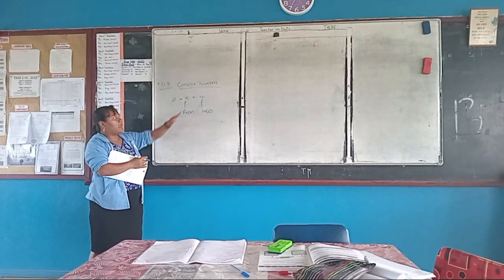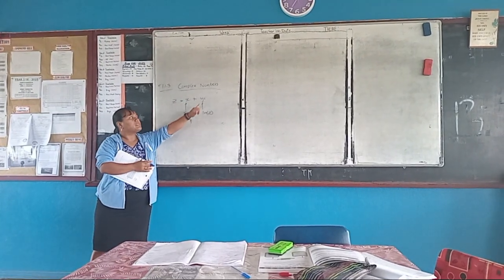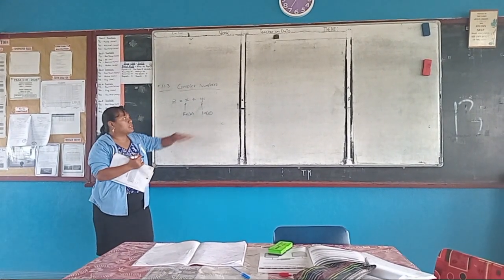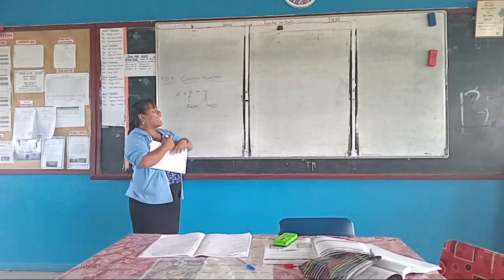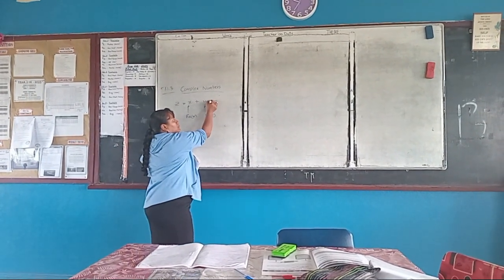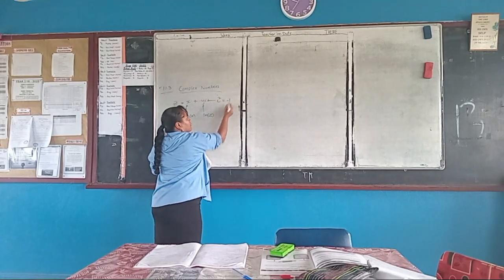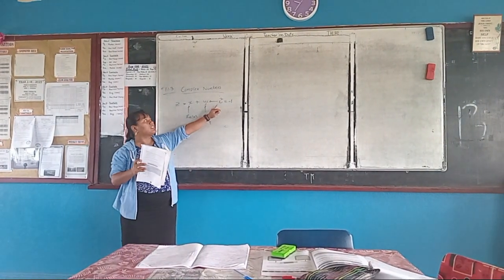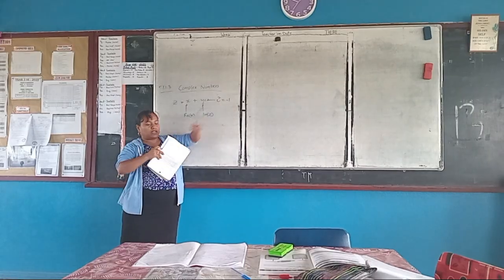X is the real number. Y is the imaginary unit. This i satisfies the equation i squared is equal to -1.